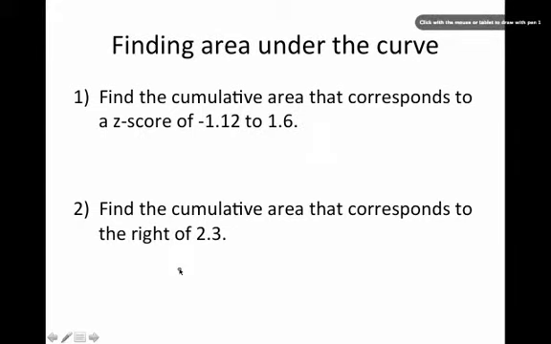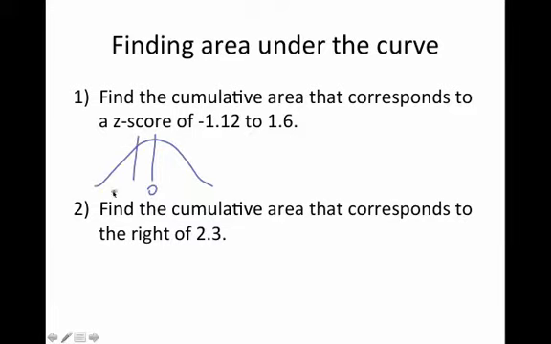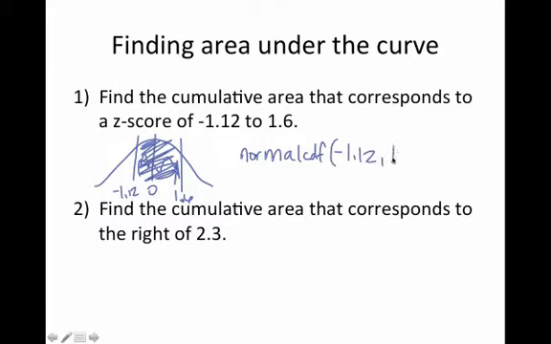Some other examples. For this one, we want to find the cumulative area that corresponds to a z-score of negative 1.12 to 1.6. So here we have an interval that we want to find the area of. If this is 0, this is the mean. Negative 1.12 is over here, and positive 1.6 is over here. And I want to find the area under the curve that corresponds to this. So in my calculator, I do normal CDF, the lowest value, which is negative 1.12, comma, the highest value, which is 1.6. When I put that into my calculator, I get 0.814.